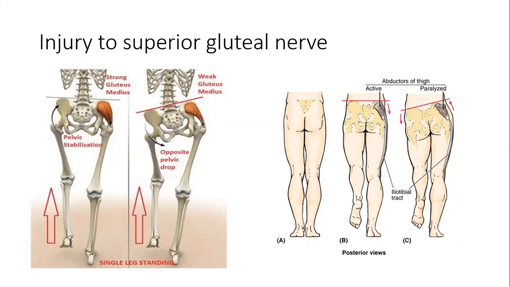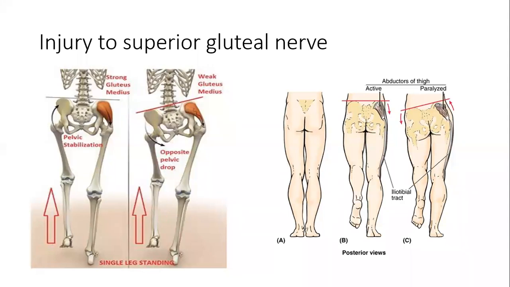So this clinical is important, and the test that is conducted to examine the patients that arrive in the hospitals with injury to their superior gluteal nerve and with paralysis of the gluteus medius and minimus has a very famous name. It is called Trendelenburg sign.